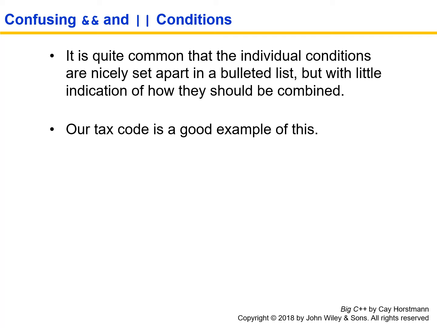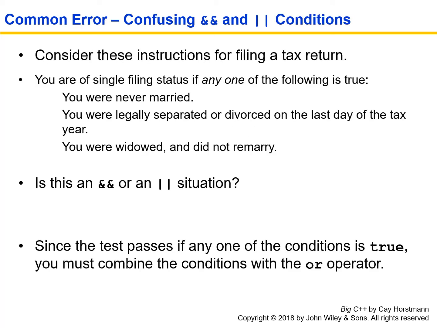Horstmann apparently hates the American tax code, so we're getting examples of how taxes are an example of having to interpret lists of conditions. Consider these instructions for filing a tax return. You are of single filing status if any one of the following is true. You were never married, you were legally separated or divorced, you were widowed. Now, the key here is any one of the following.